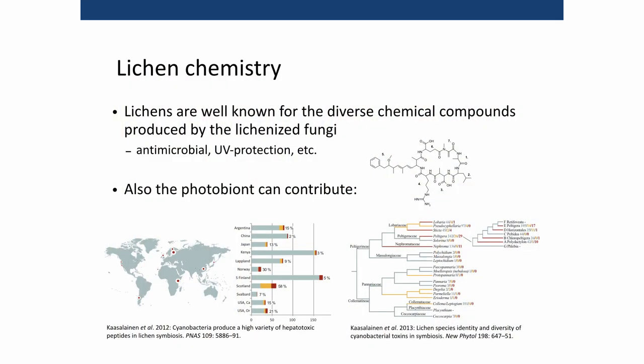So then a little bit more about these specific issues that I have been working with. About lichen chemistry: lichens have for a long time been well known for their diverse chemistry. They produce a lot of compounds that are often only found in a lichen symbiosis, and they are normally produced by the fungus. These compounds have very different uses or functions. They can be antimicrobial, they can provide protection against ultraviolet radiation, and so on. But a few years back, we actually found that the photobionts can also contribute to this lichen chemistry.